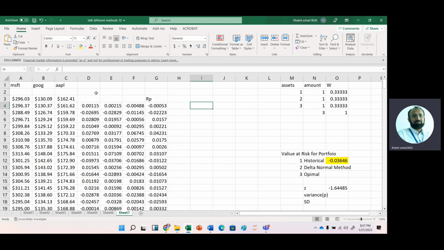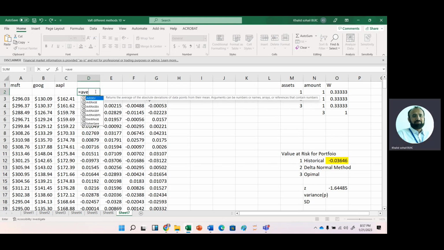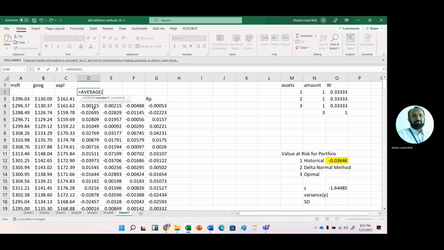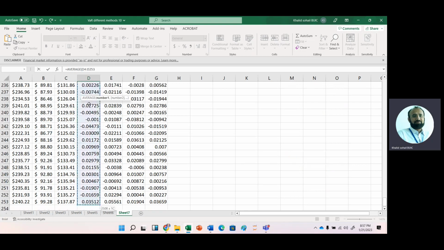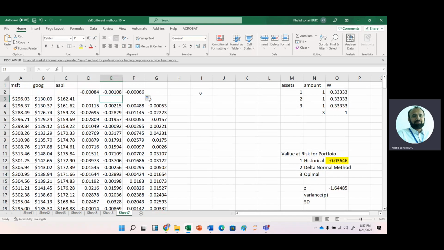Now just calculate first of all the average. Average of first stock. So this is your average, and it starts from here. And then just press tab. Now copy it to the next two cells so that we can get the average of the next two stocks. So now we calculate deviations. For deviations, we subtract this average value from each value of these returns for each asset.